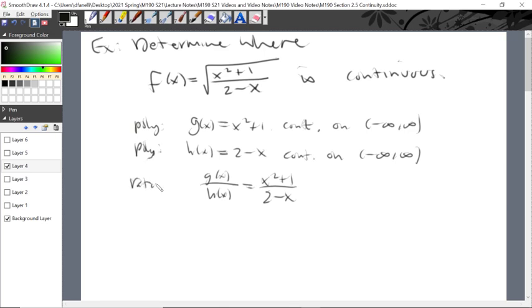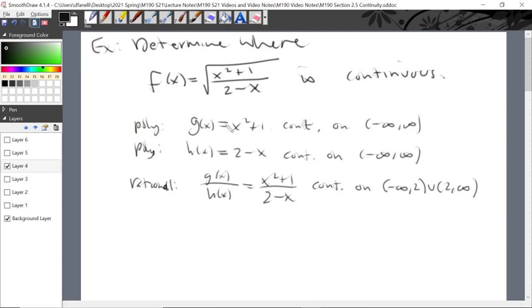Now we have a rational function, a ratio of two polynomials, and it is continuous on its domain because it is rational. So this is continuous on the domain where we would just exclude x equals 2. So from negative infinity to 2, union 2 to infinity.